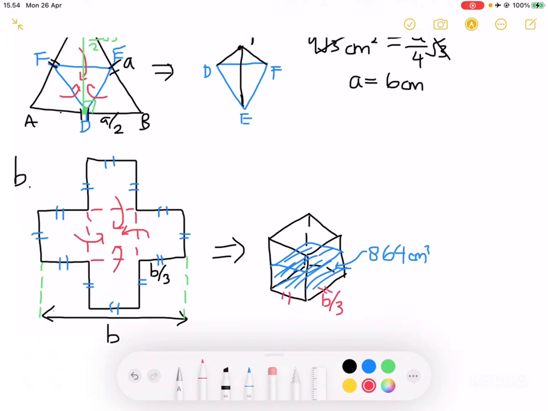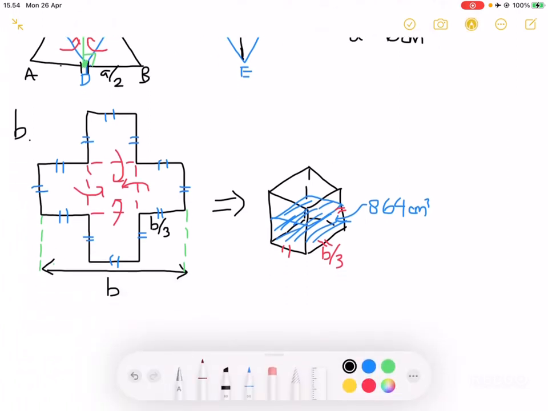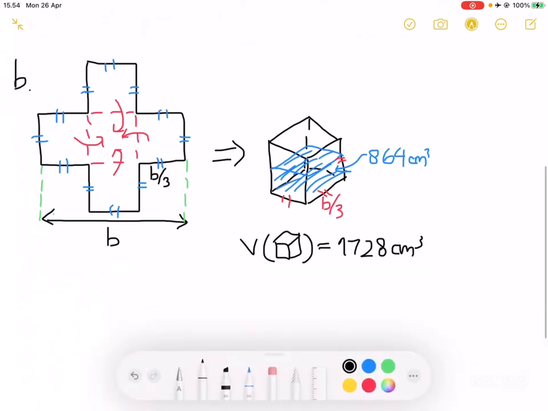And notice that 864 centimeters cubed is half of the volume of the cube, which means the volume of the cube will be 2 times 864 centimeters cubed, which will be 1,728 centimeters cubed. And we can approach this in a different way by knowing that the volume of a cube is its side length cubed, which will be (b/3) cubed.